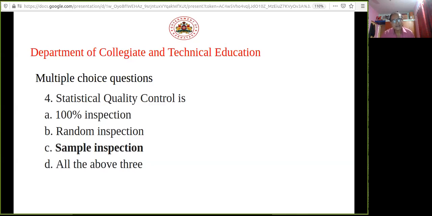So statistical quality control is a sample inspection. Here we are going to select the sample. It is not the 100% inspection, it is not the random inspection, and it is not option D, that is all the above three. So it is a sample inspection. So that is the fourth objective type multiple choice question.